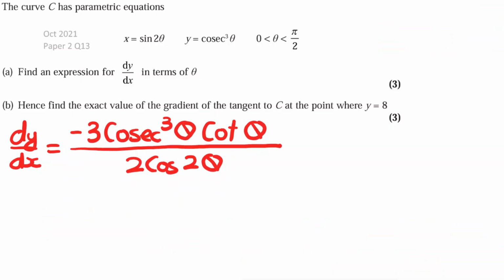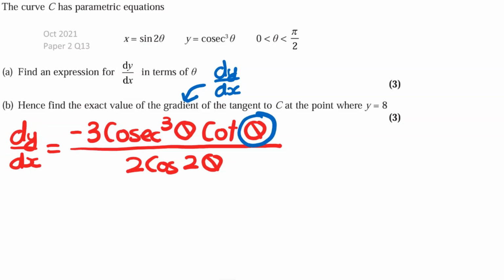Okay, and then for part B, we need to find the exact value of the gradient of the tangent to C at the point where y is equal to 8. So what this question is asking us is to find the gradient. Remember, the gradient is dy over dx. We need to find dy over dx when y is equal to 8. Okay, so the way that we need to do this is we need to find dy over dx for this particular coordinate y is equal to 8.